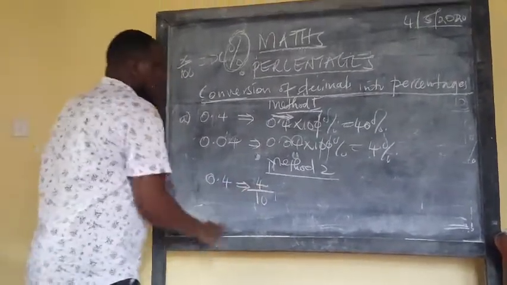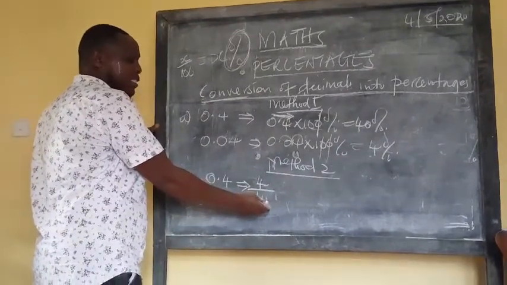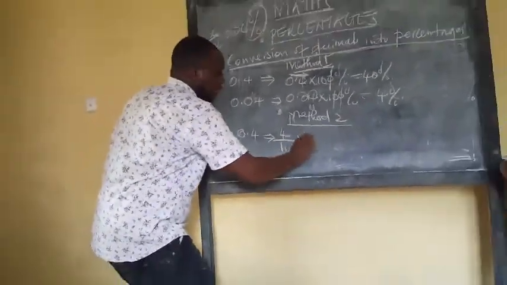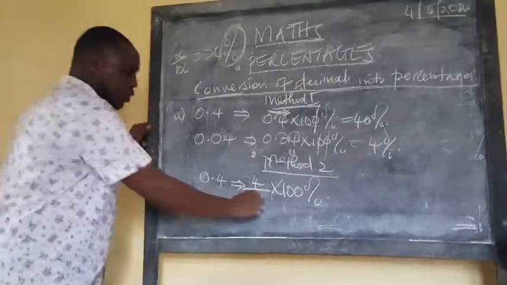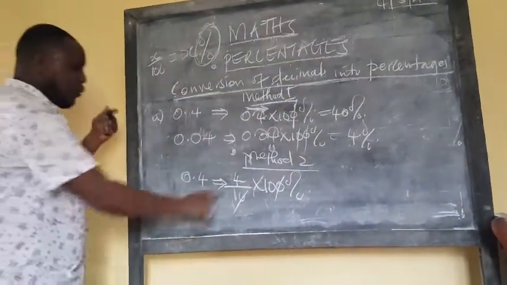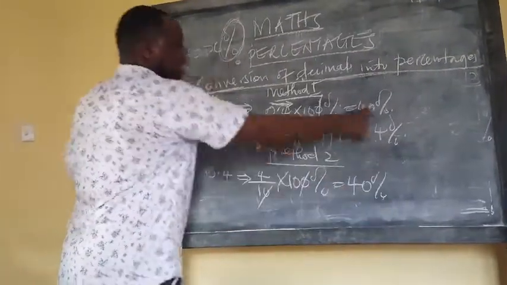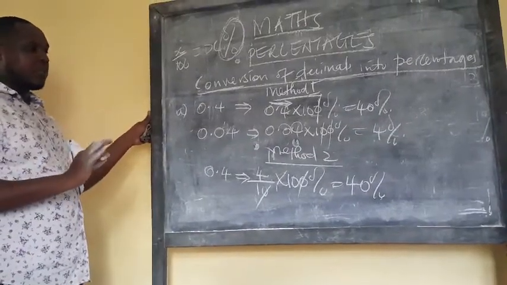Then you simply, remember we said when you want to convert a fraction into a percentage, you just multiply by 100%. So you're going to multiply here by 100%. Simple as that. So this is going to divide with that. It's a common divisor. You remain with 4 times 10. That will give you 40%. That is exactly what we got here. So there are 2 ways you can do that question.